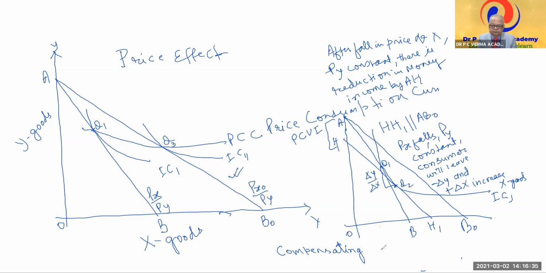Compensating variation in income is the AH amount. AH amount is known as compensating variation in income. So in order to find out the substitution effect from the price effect, we have to remove the income effect first. How do we remove the income effect? We will decrease his money income by such an amount that he will be back to the original indifference curve.